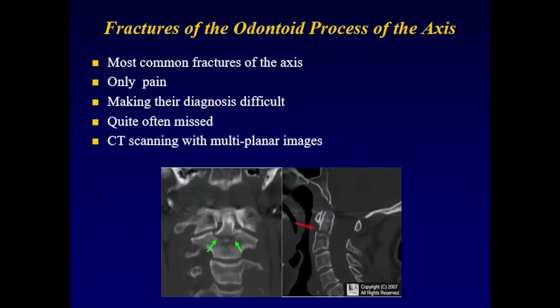Fractures of the odontoid process of the axis are the most common fractures of the axis. They present with only pain, which makes their diagnosis quite difficult. They are quite often missed, and you need CT scanning with multi-plane images or a very good quality open mouth AP X-ray.